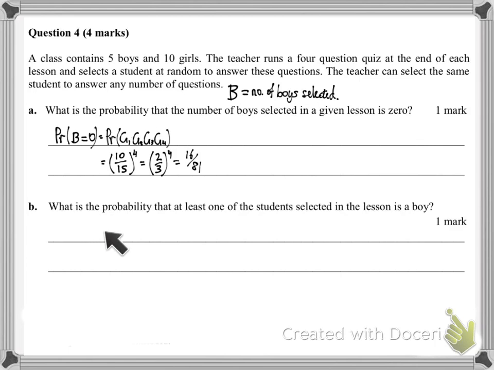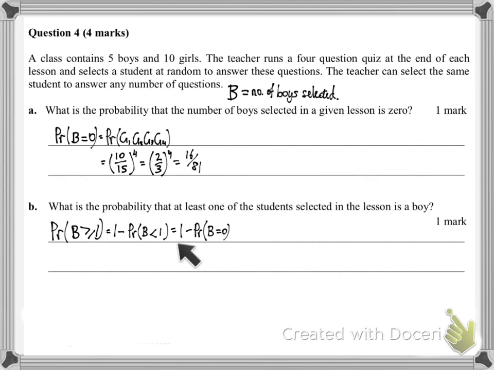What is the probability that at least one of the students selected in the lesson is a boy? At least one. Okay, so that means probability that B is greater than or equal to 1. And we can use the complement rule, which is equivalent to 1 minus probability that B is less than 1. So what discrete number of B is less than 1? Well, that's when B is 0. And we know that. That's from the previous question.